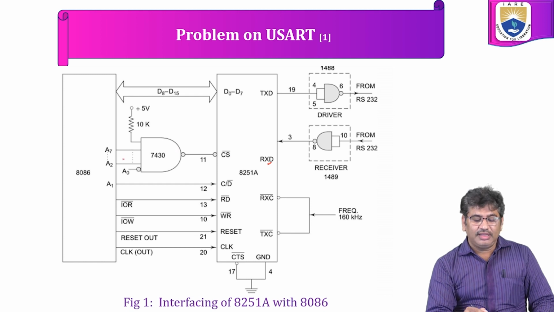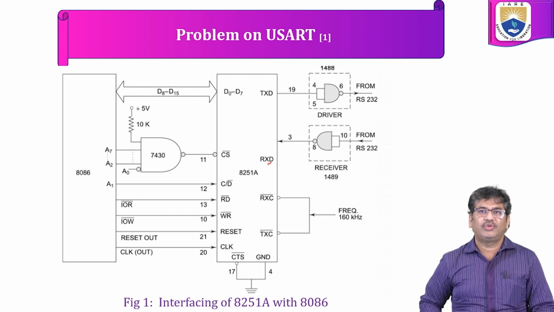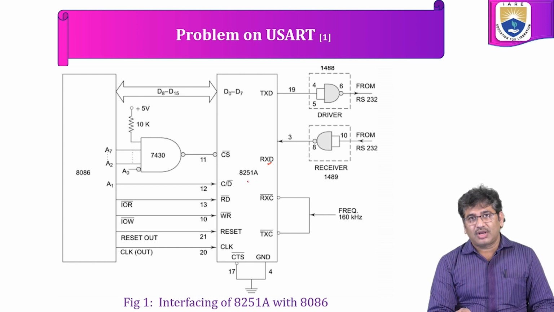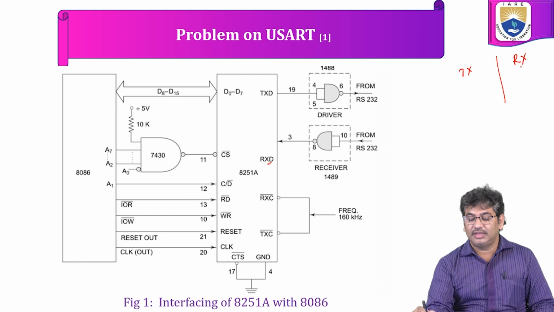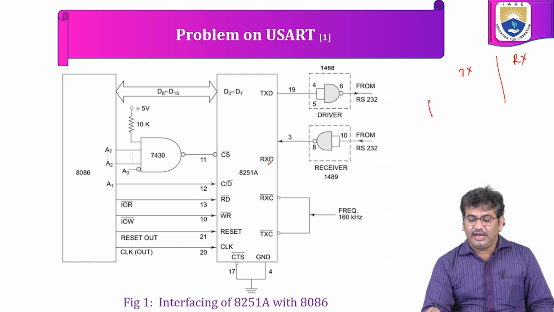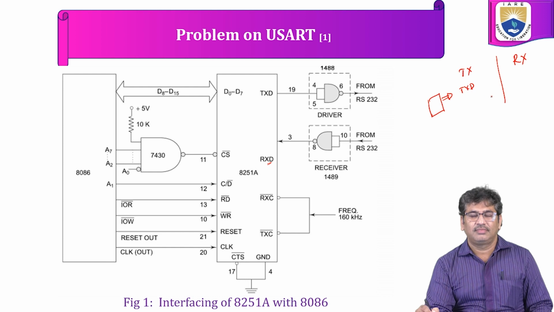The chip select is enabled using A2 to A7, through some interfacing circuit or decoding mechanism. IO read operation, IO write operation, reset and clock signals are the necessary signals required for interfacing. For configuring 8251, we have 2 programs: one is the transmitter part and the second is receiving the data. The data stored in a memory location will be transmitted through the TXD line. Whereas in receiving, the data will be received on the RXD line and stored in a memory location given with offset and segment address.